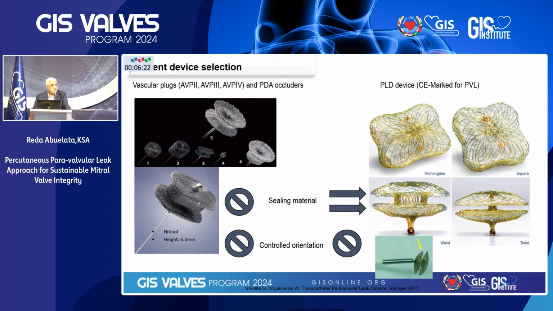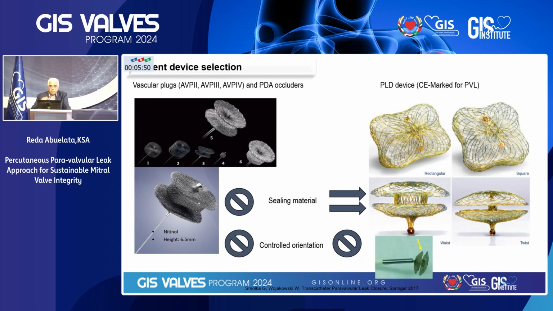In most cases, it should be a double disc device to make sure that it will be flared around the mitral valve annulus, and also to make sure of the stability of this device with the progression of the deterioration of the annular tissue. From Abbott, we have the AVP family, the Amplatzer Vascular Plugs, which are the AVP2 and AVP3. They are the best working devices.